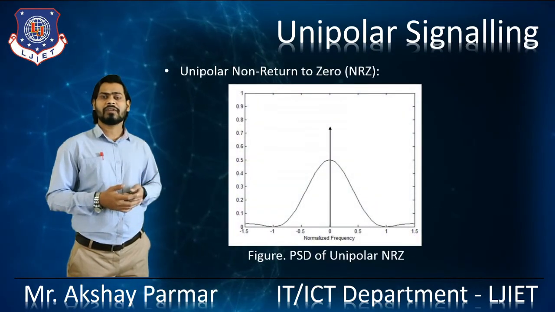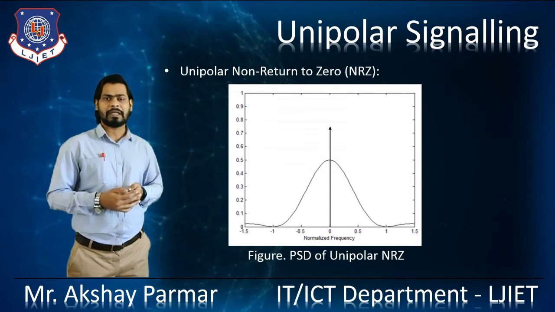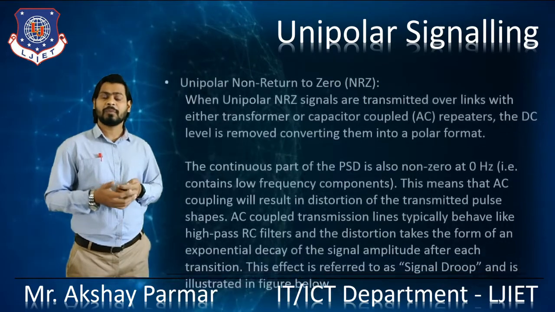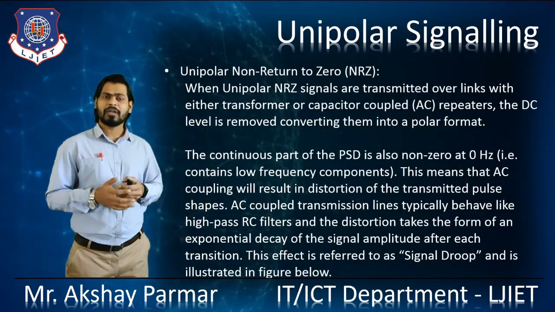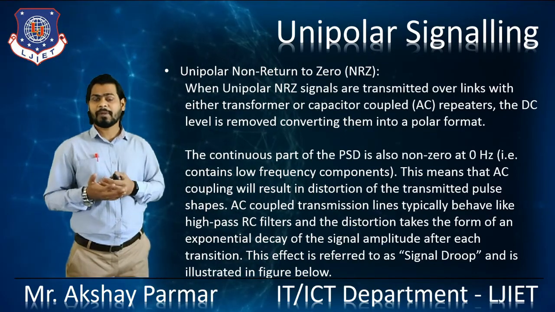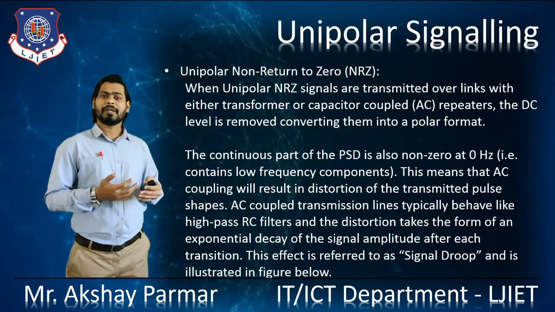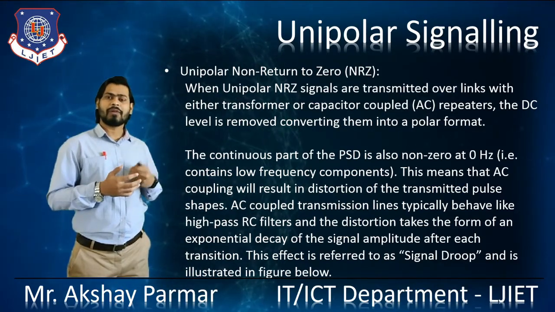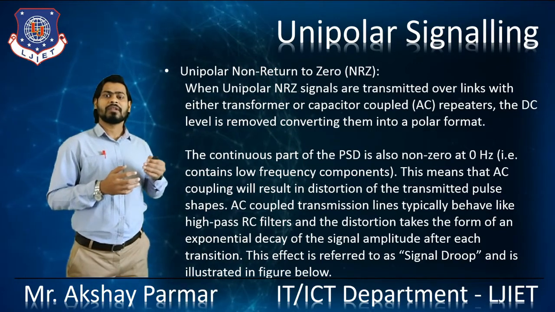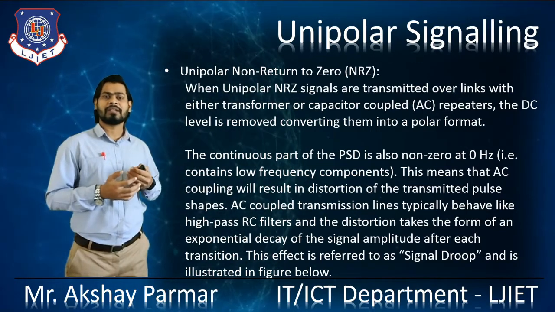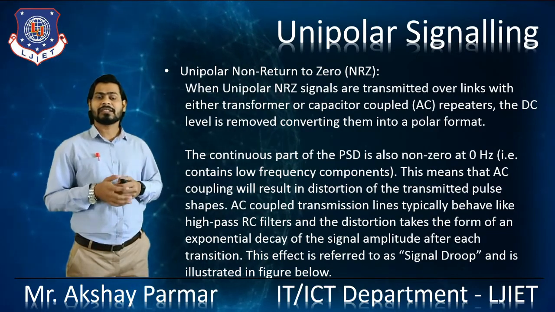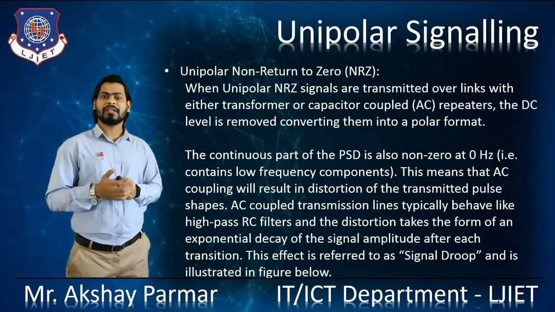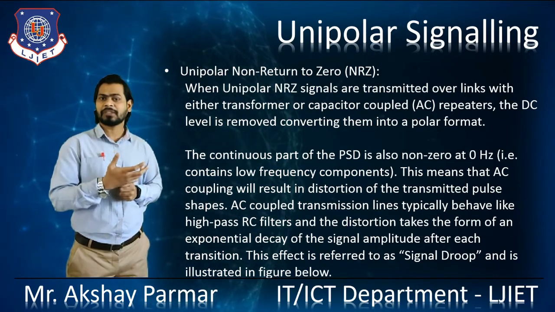This is the figure of the PSD of the unipolar NRZ. Unipolar NRZ signals are transmitted over links with either a transformer or a capacitor coupled repeater. The DC level is removed, converting them into the polar format, right? The continuous part of the PSD is also non-zero at 0 hertz, for example, it contains a low frequency component. This means that the AC coupling will result in distortion of the transmitted pulse shapes.